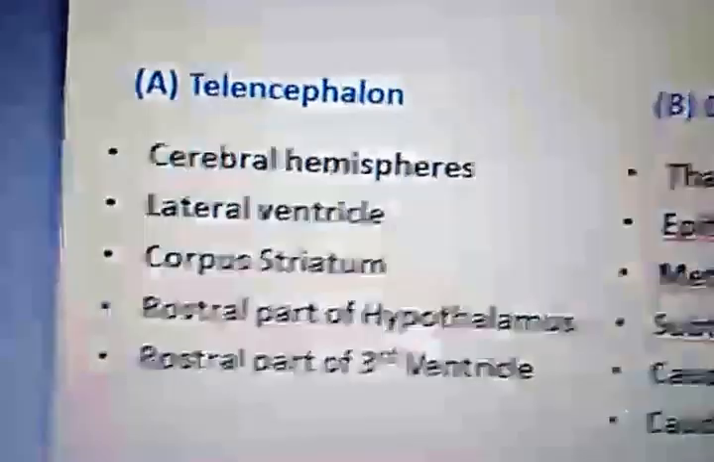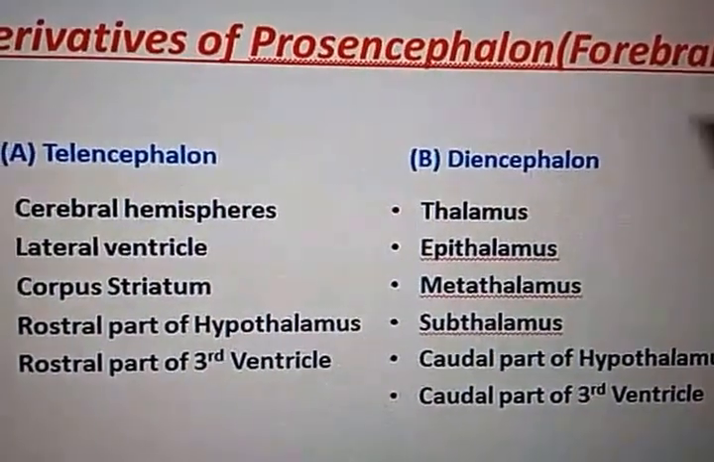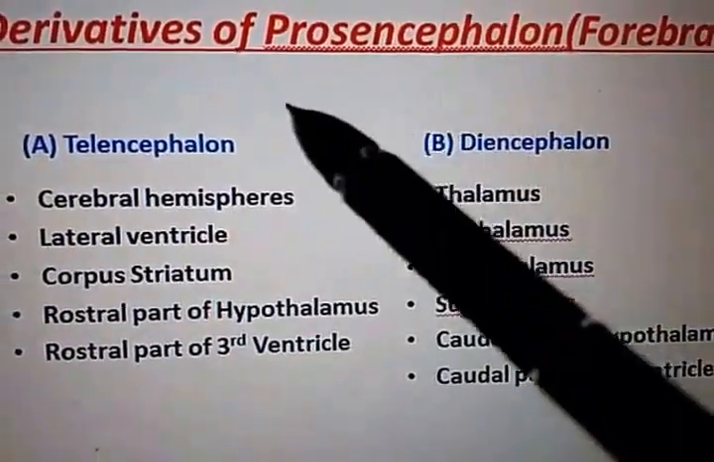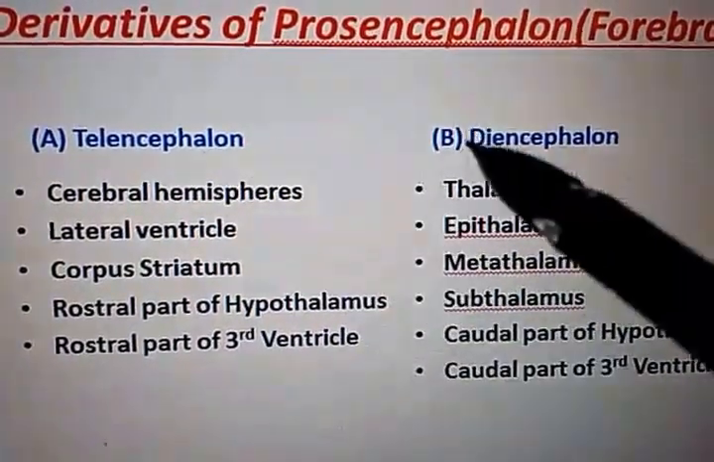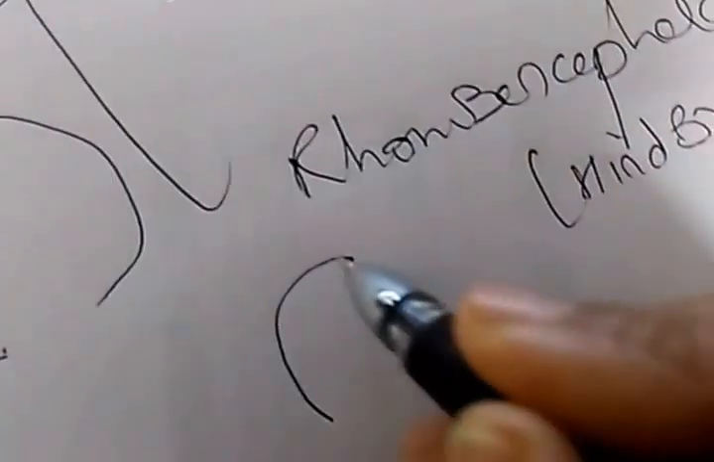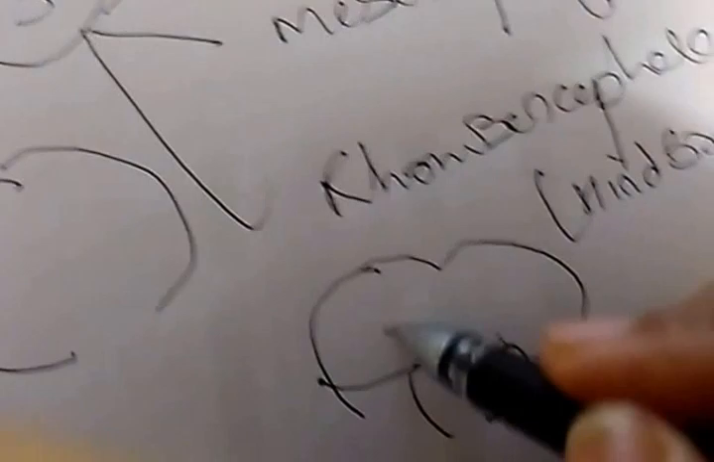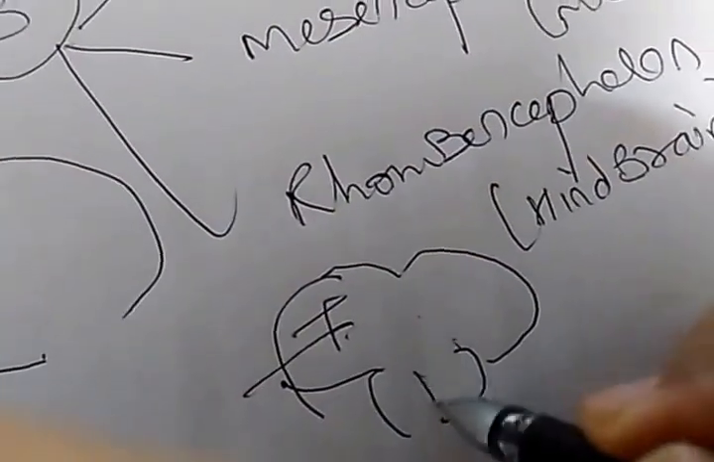Okay, so first of all, the derivatives of prosencephalon or the forebrain. I have said that they are divided into telencephalon and diencephalon. Basically, suppose this is the prosencephalon. Later on, it becomes like this. It divides into two brain vesicles. So the outer lateral part forms the telencephalon, and the inner hidden part forms the diencephalon.